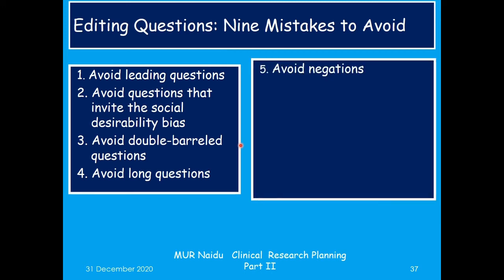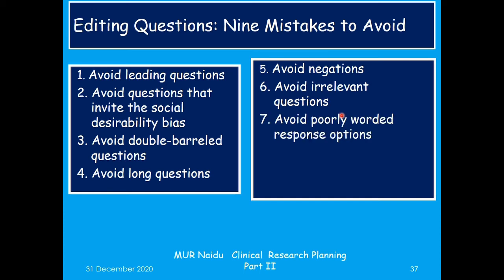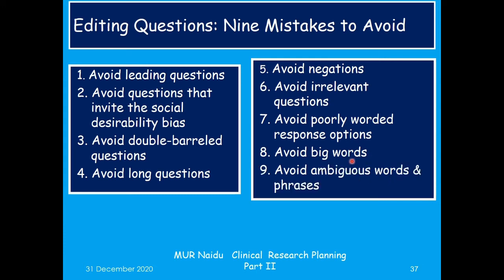Avoid negation. Avoid irrelevant questions. Avoid poorly worded response options. Avoid very big words and technical words. And lastly, avoid ambiguous words and phrases. So these are the rule of 9 to avoid mistakes in preparing or editing your questions in clinical research.